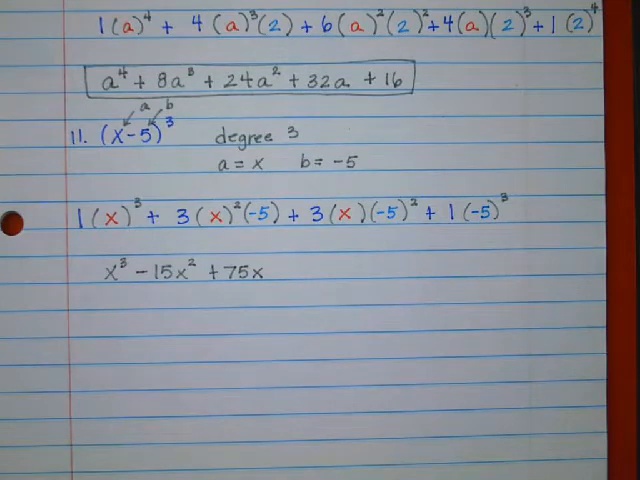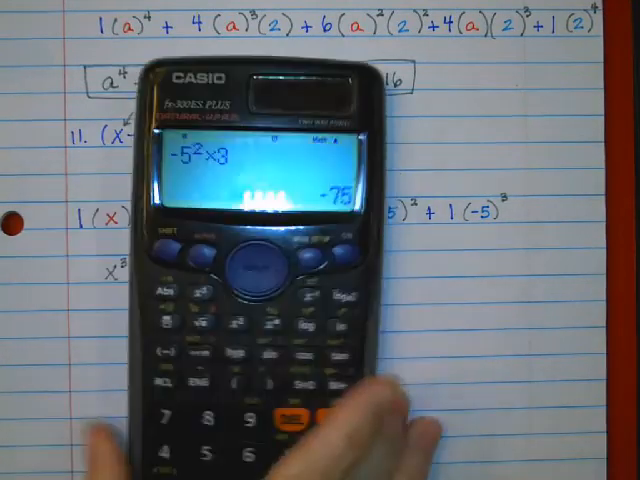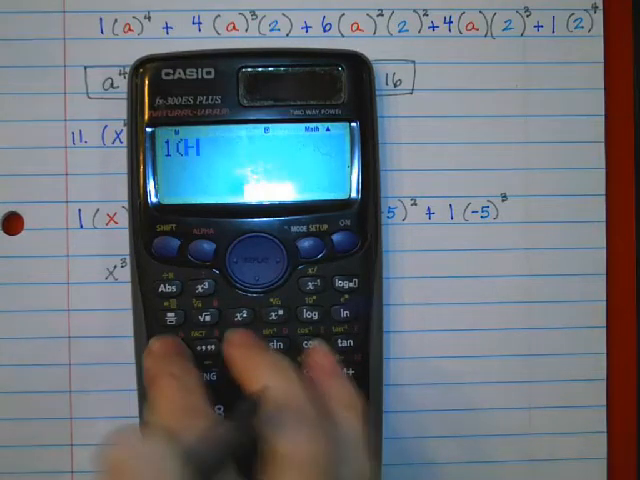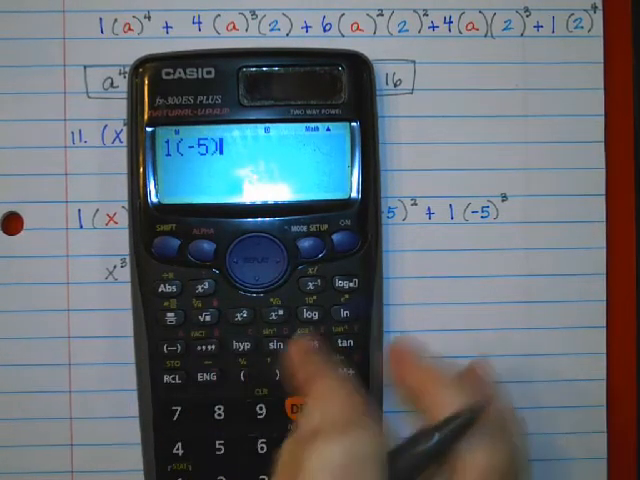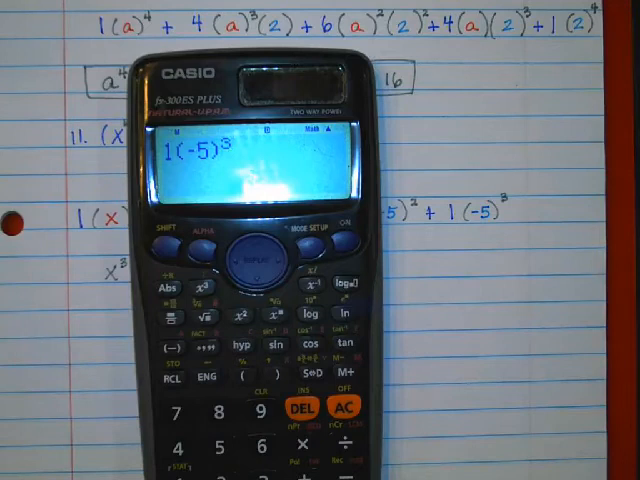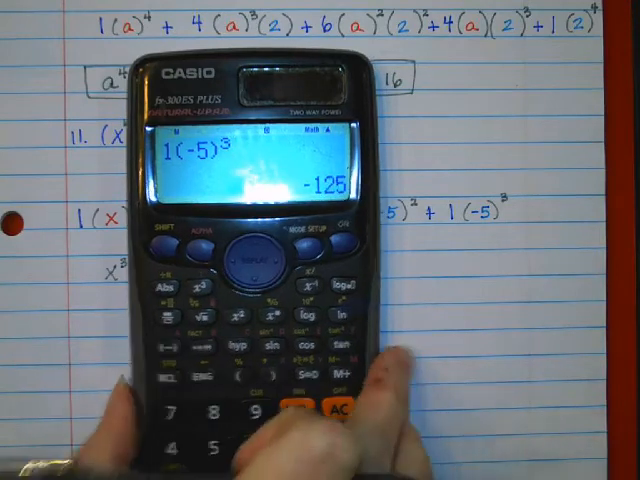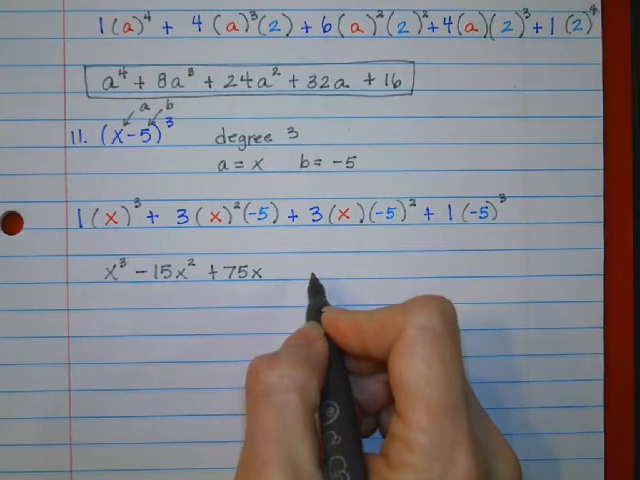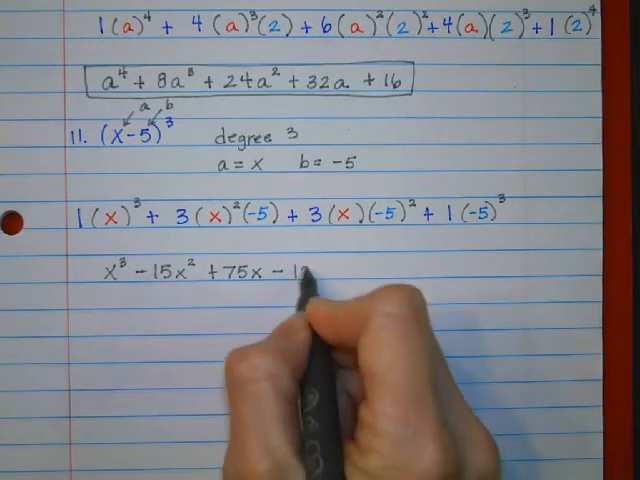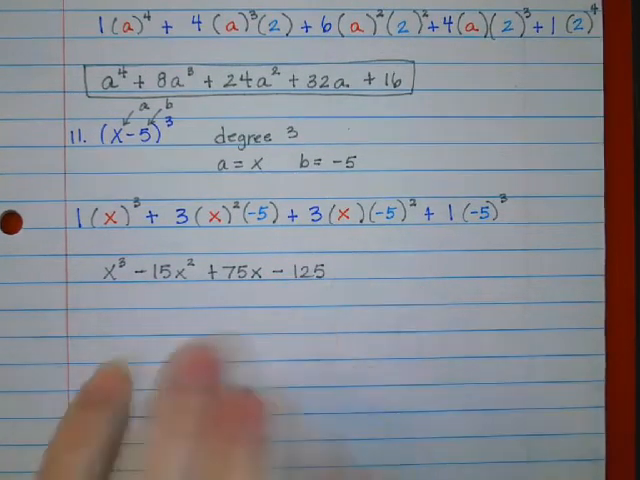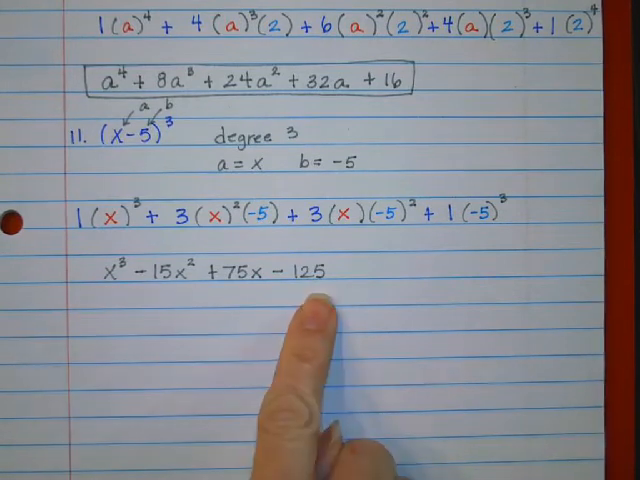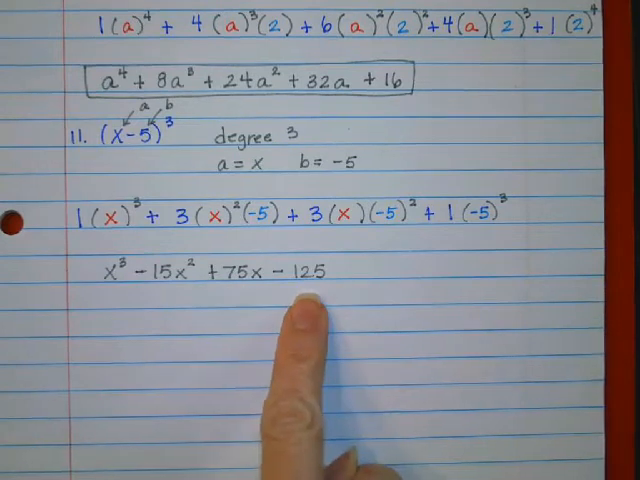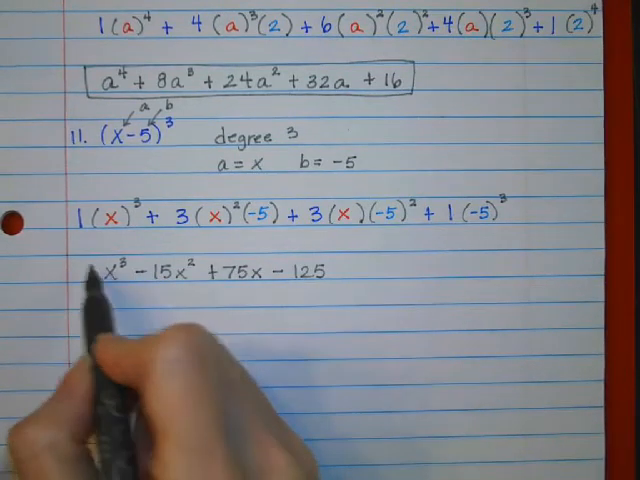And then we're going to do 1 times negative 5 cubed. So we're going to put that in our calculator. 1 times negative 5, raised to the third power, and then we'll get negative 125. So this is like your 1, 3, 3, 1. You have 1, 2, 3, 4 coefficients, so 1, 2, 3, 4 answers. This is your final answer.